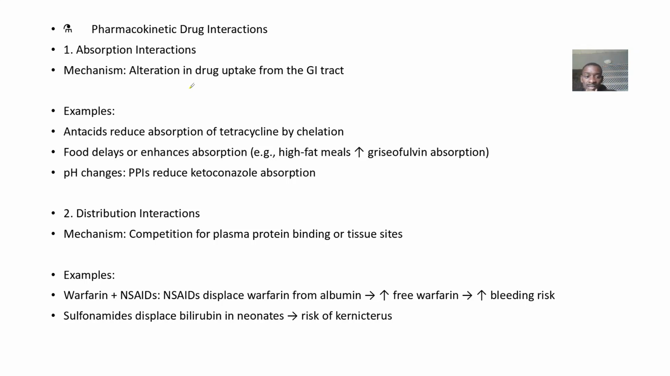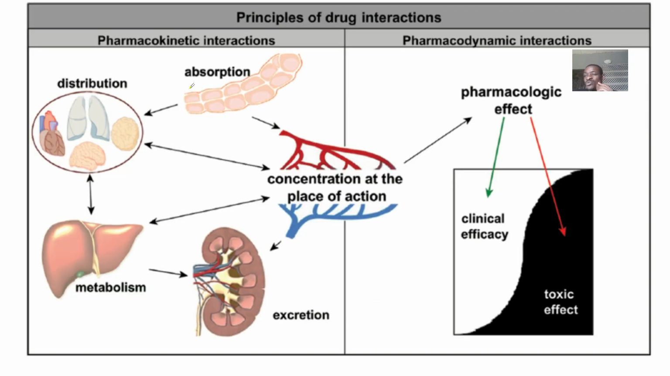All right. The distribution interaction: competition for plasma binding and tissues and all of that. So for example, if you give warfarin and non-steroidal anti-inflammatory drugs, the non-steroidal anti-inflammatory drugs will displace warfarin from albumin. You understand? So you now have a lot of free warfarin in the body. I know warfarin stops clotting, so you can just bleed anyhow. You understand? So basically, these studies help you to know which types of drugs are compatible and which types of drugs are not compatible.